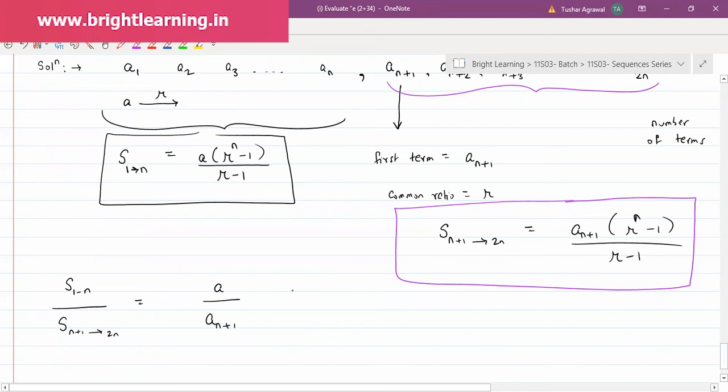Clear up to this point? Yes, sir. This is equal to, sir, what is n plus 1th term? N plus 1th term is what? From the first term, n steps ahead. So it is a r to the power n. So the final answer is 1 upon r raised to n.